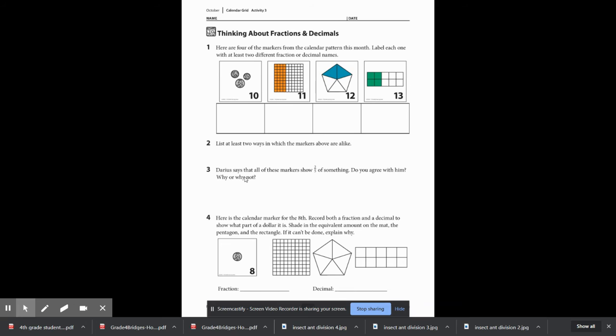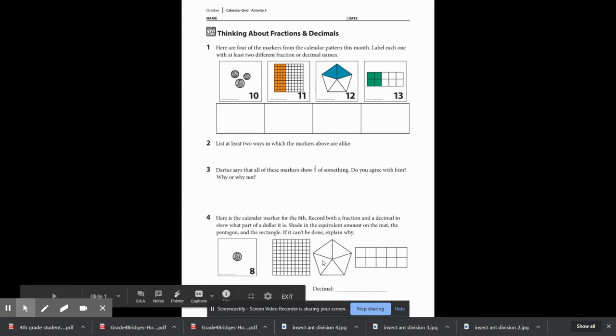Darius says that all these markers show 2/5 of something. Do you agree with him? Why or why not? Here are the calendar markers for the 8th. Okay? Record both a fraction and a decimal and show which part of the dollar it is. Shade the equivalent amount in the mat, the pentagon, the rectangle, if it can be done. If it can't be done, explain why. So which one of these can you not divide in fourths? I'm giving you a big hint.